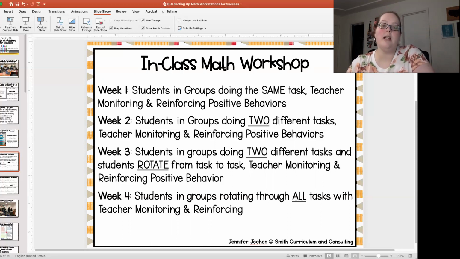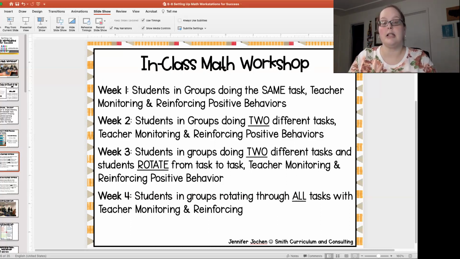Now in week 3, we're going to switch it up a little bit. It's the same as week 2, where students are in groups doing 2 different tasks, but this time students are going to rotate from task to task. So they are actually physically going to move from table or desks to the next table or desks so that they can understand, okay, this task is here and it stays here. This task is here and it stays here.